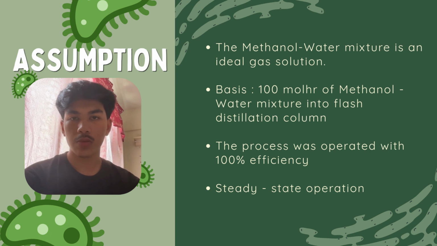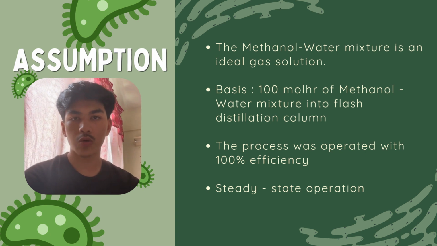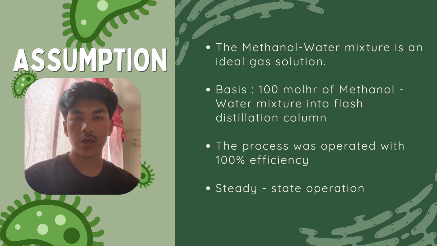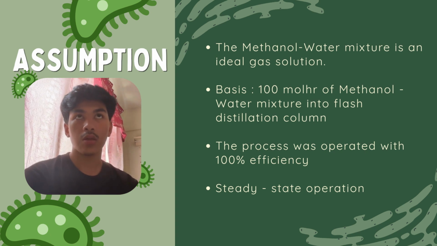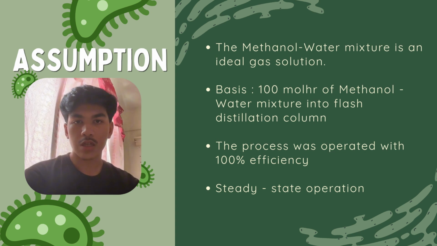First, the methanol water mixture is assumed to behave as an ideal solution. Second, the basis of calculation is 100 mole per hour of feed entering the flash distillation column. Third, the process is assumed to operate at 100% efficiency, meaning no loss occurs during separation. And finally, the system is assumed to be operating at steady state, where all process variables remain constant with time. All of these assumptions simplify the calculation and allow us to analyze the separation process more easily.